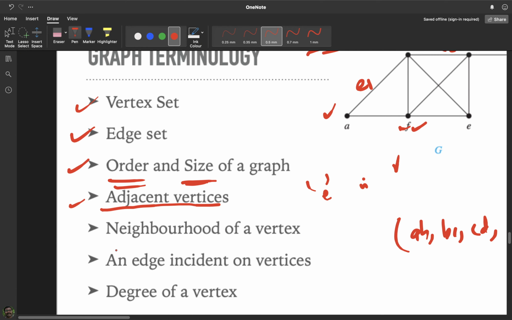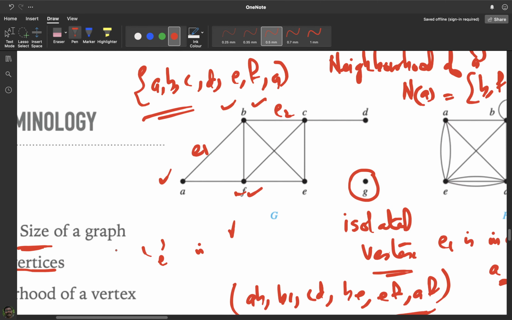Now the next important thing is the degree of a vertex. The number of edges which are incident on a vertex is called its degree. It's a very important concept, degree of a vertex. So the number of edges which are incident on a vertex is called the degree. For example, the degree of A here is 2 because there are 2 edges coming out.